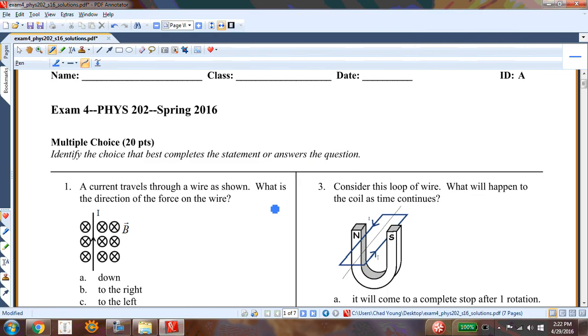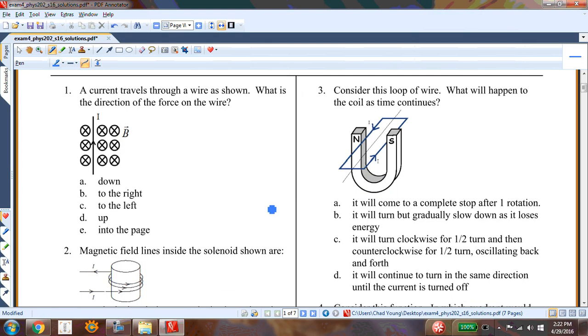Okay, this is exam 4 for physics 202. Current travels through a wire as shown. What is the direction of the force? So let your fingers go in the direction of I. Your index finger is the direction of I, your middle finger in the direction of B. So that gives a force to the left, like that.